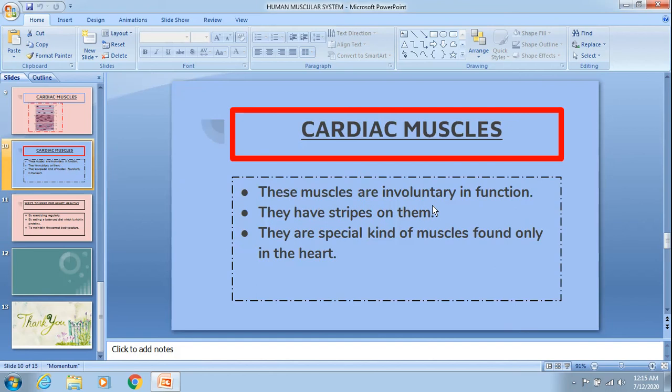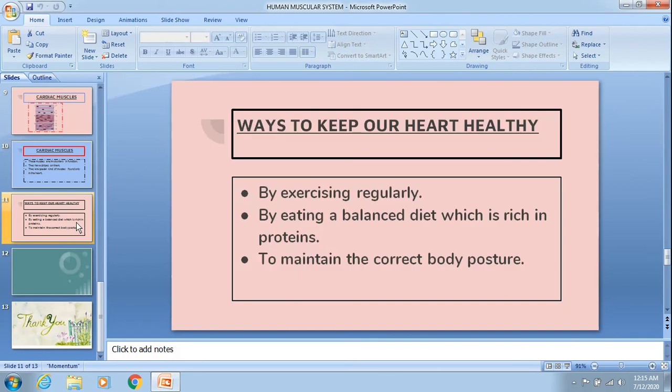These muscles are involuntary in function. Again, right? Your heart doesn't ask you before circulating the blood or before beating. It keeps on doing so. They have stripes on them, which means they are striped muscles. They are a special kind of muscles which are found only in the heart. That is why they are categorized differently, right? Otherwise, they are involuntary in function, so they should have been categorized along with involuntary muscles only. But because they are a special kind of muscles found only in our heart, they are categorized in a different group.